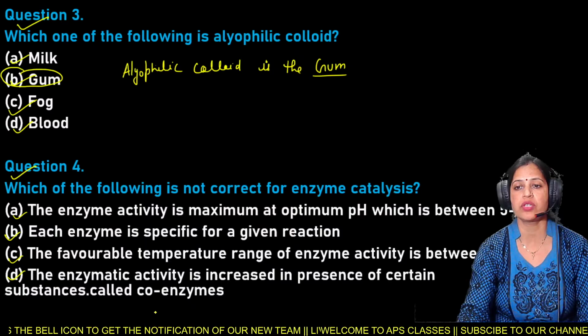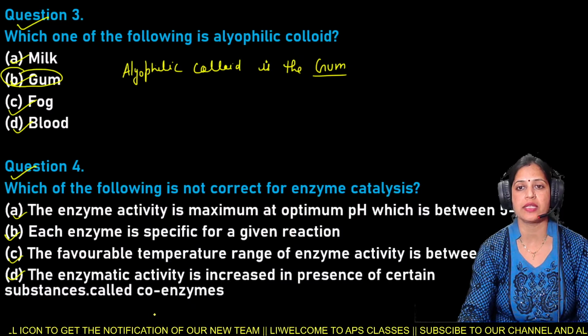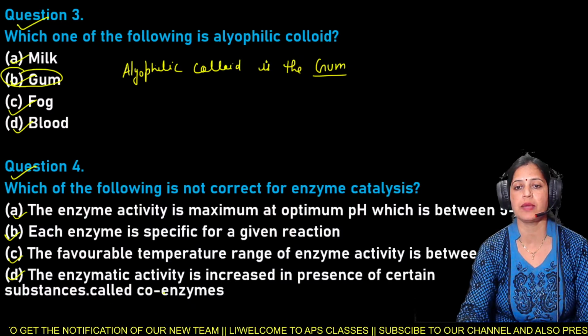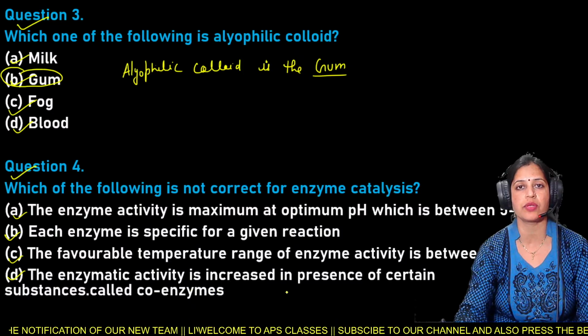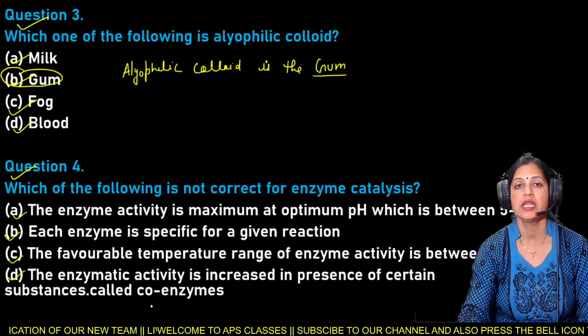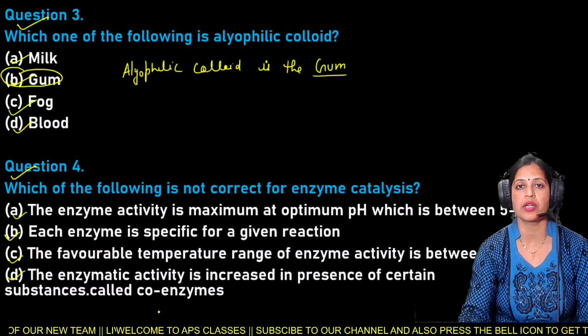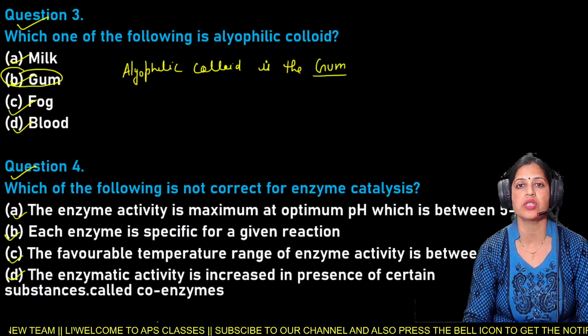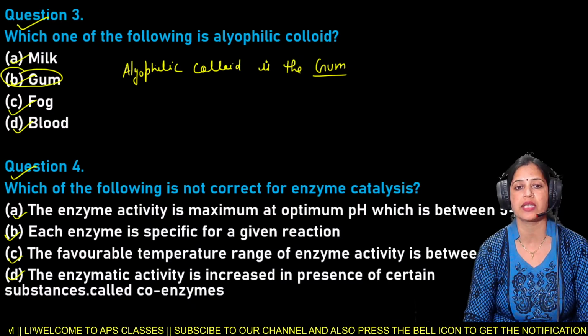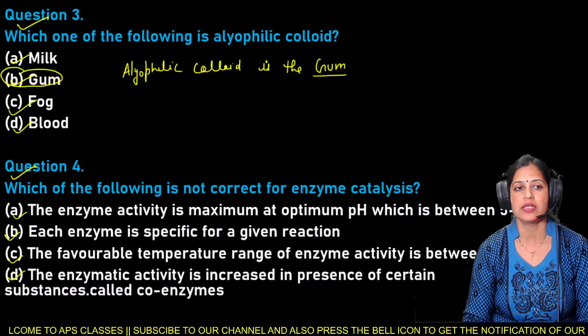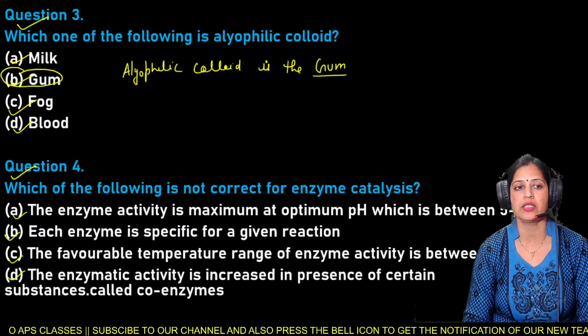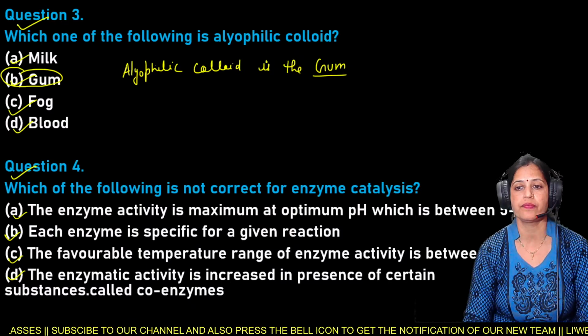So out of these, which is not correct for enzyme catalysis? The last one says enzymatic activity is increased in the presence of certain substances called coenzymes. Out of these, which is not correct for enzyme catalysis? This is question number 4.